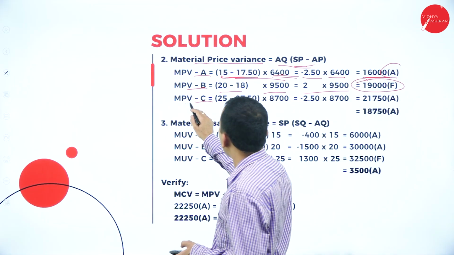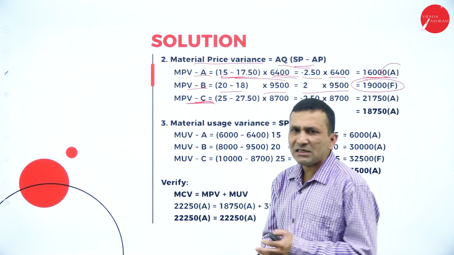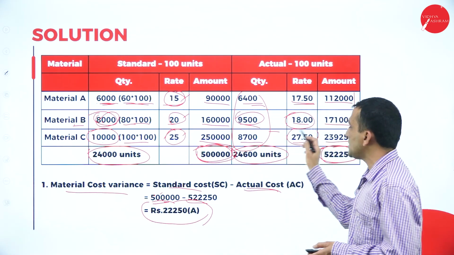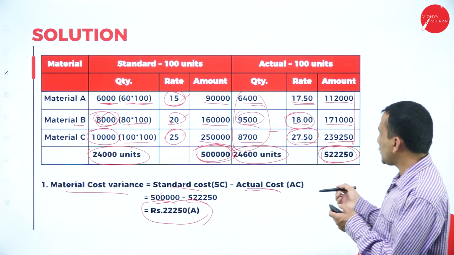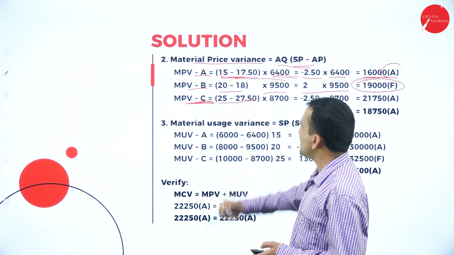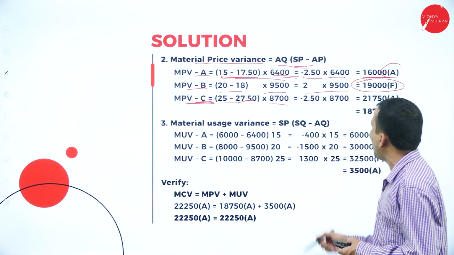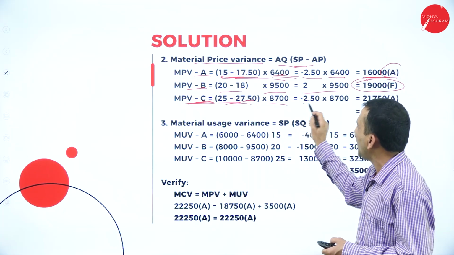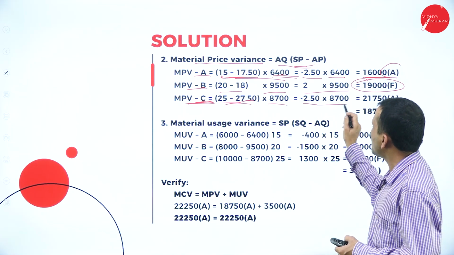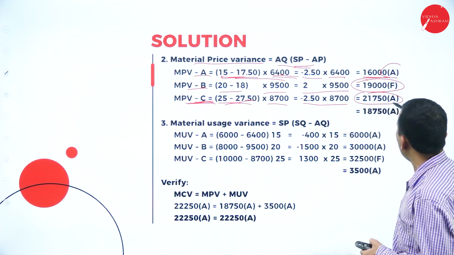So we are getting 19,000, which is favorable. Now moving to material C, the standard price is 25, actual price is 27.50. The actual quantity is 8,700. So 25 minus 27.50, actual quantity 8,700. If you multiply, obviously you are getting a negative value, minus 2.50 into 8,700. The answer is 21,750, which is adverse.